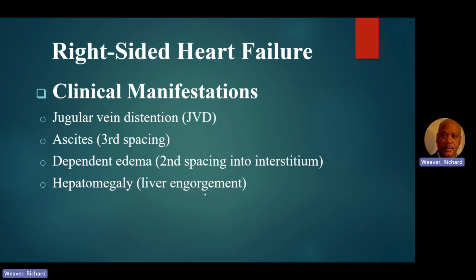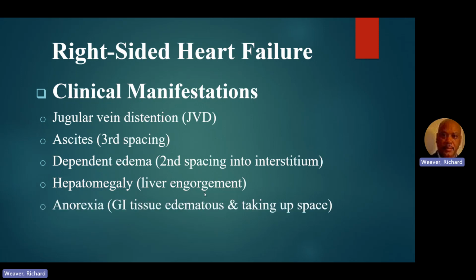Fluid is backing up on that right side. Anorexia, because GI tissue becomes edematous, taking up space, and therefore these patients are anorexic. And then there's increased LFTs due to liver engorgement.